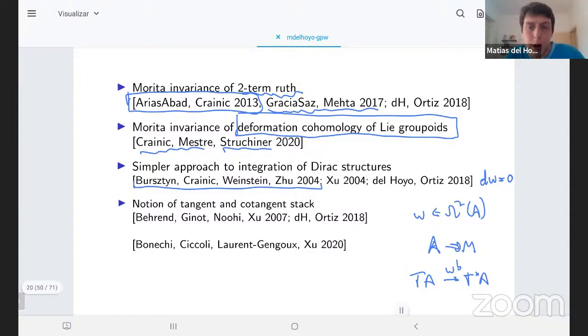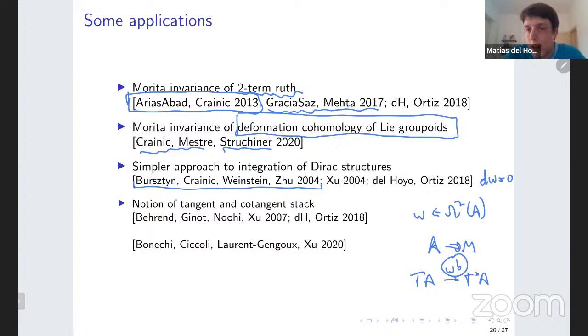And the fact of being a quasi-isomorphism, which would be like a weak non-degeneracy, is perfectly preserved because when you differentiate a VB groupoid, the core is preserved, and the side is preserved, and the core anchor map is preserved. So this underlying complex is preserved. So it also gives us a notion of a tangent and cotangent stack.